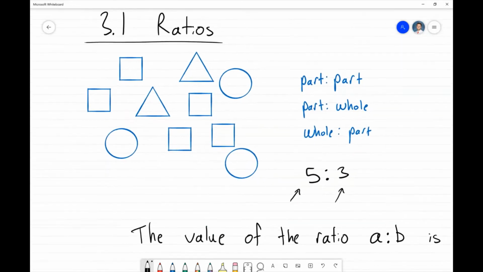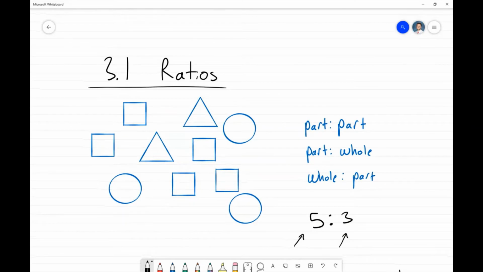We can also represent it with words, so we could say 5 to 3. And we can also represent it as a fraction, 5 to 3. Okay, so that would be a part-to-part ratio. Another example would be if we wanted to compare the ratio of circles to triangles. We have 3 circles and 2 triangles, so that would be 3 to 2.